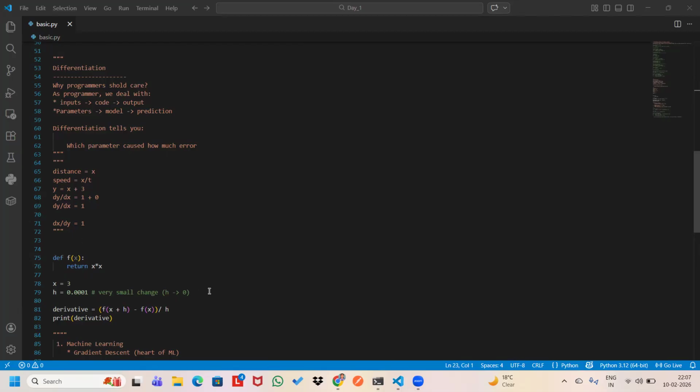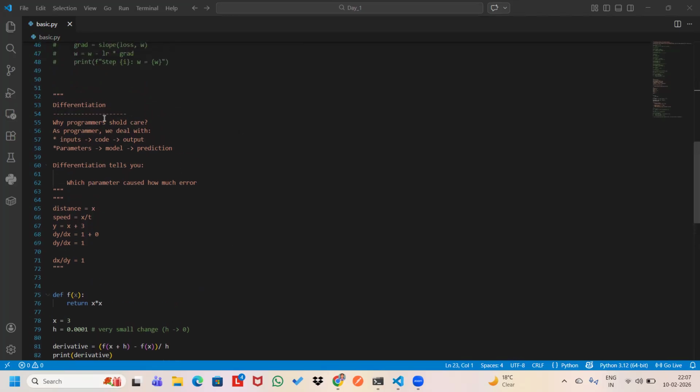So, this is the main thing that I have already told you about the differentiation. Differentiation will help you with the parameters. Let me talk about it. I have written something over here, and let me show you what we do. Why should programmers care about differentiation in machine learning?